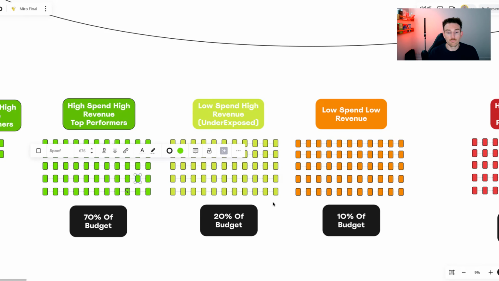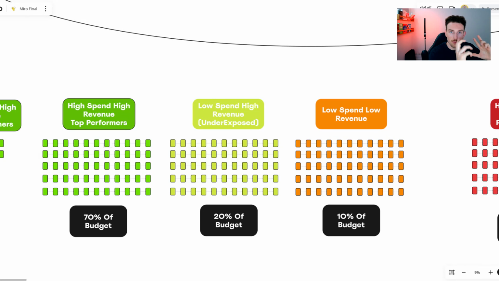But essentially you want to be able to look at your campaigns and ensure that you're putting the most amount of budget behind your top performers, and you're putting less budget behind your low spend, high revenue products, or even your poor performing products, so on and so forth. You get the picture, right?